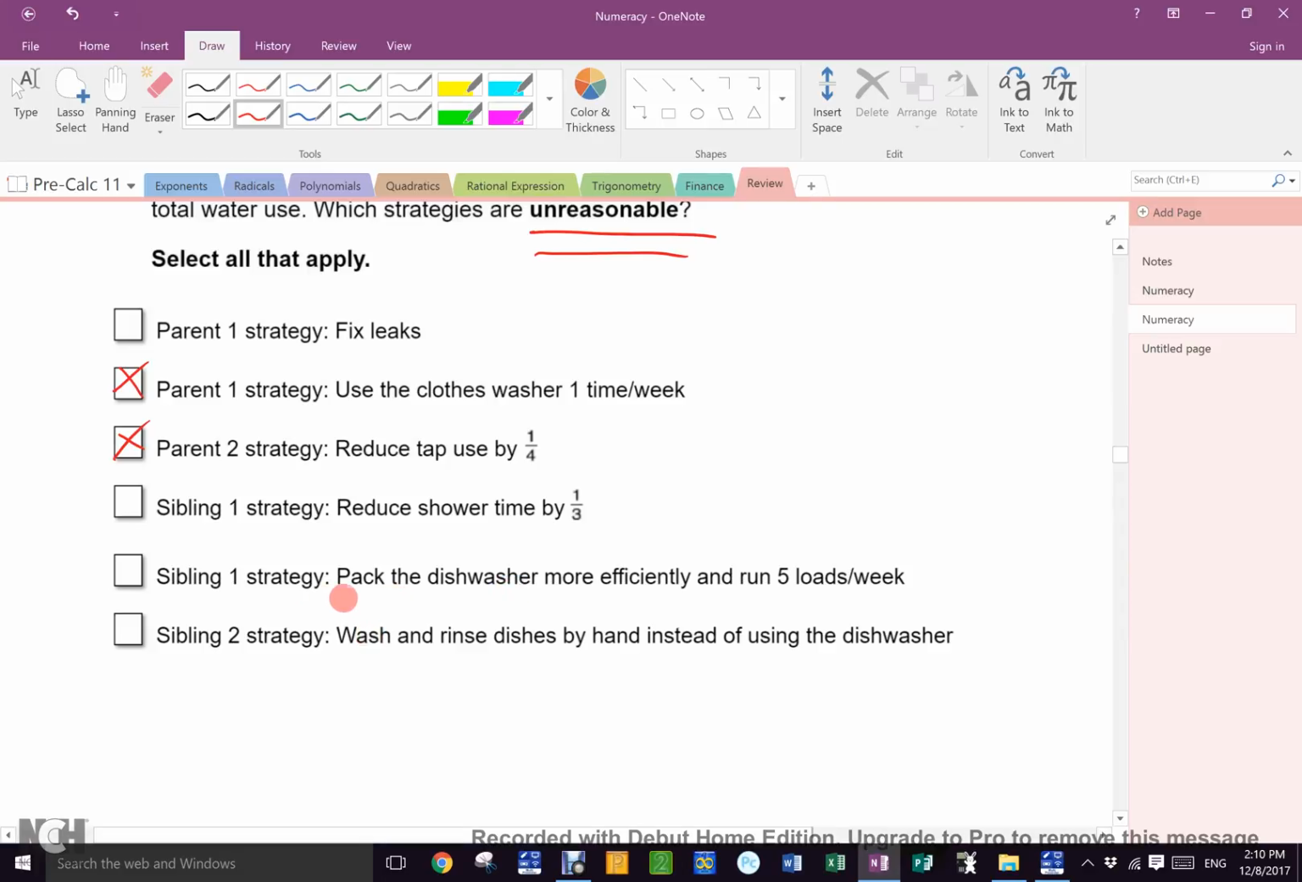Okay. What about this one? Running 5 loads a week? Okay. What about washing dishes by hand? Would it use more or less water? Uses less water to take control of that. Okay, so you would say that's not unreasonable. You know I don't care.